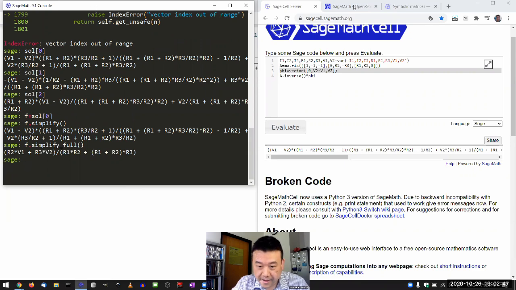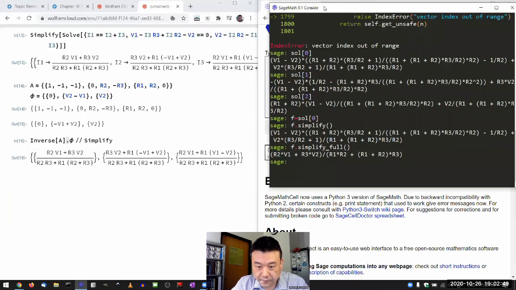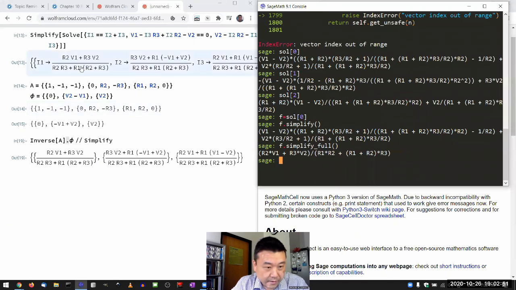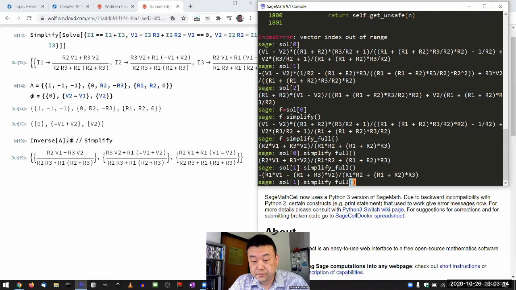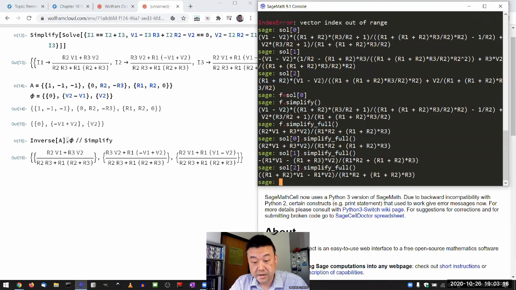Let me compare that, f simplify full, with that, R2V1, R3V2. Yeah, that's the same result. That's what we got before. So I only put it in f so that I can access this tab completion. You can actually do it directly out of here. Simplify full. So there's that. That's I1, this is I2, and this is I3.